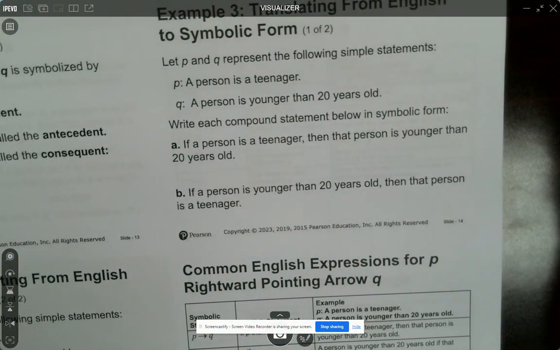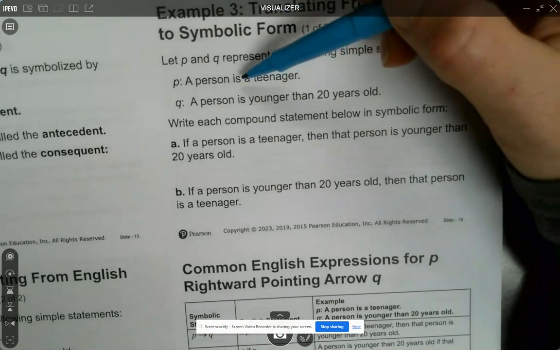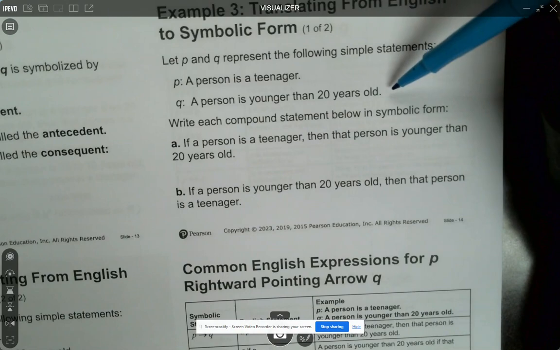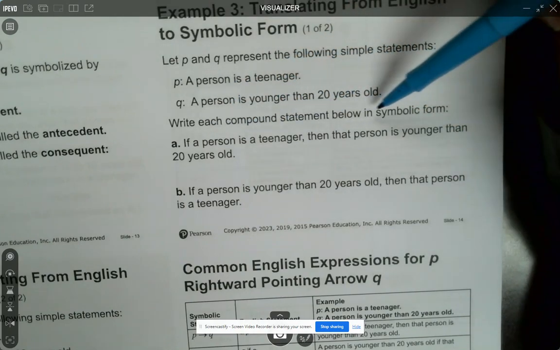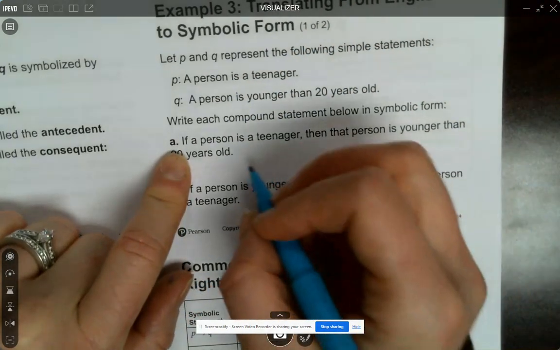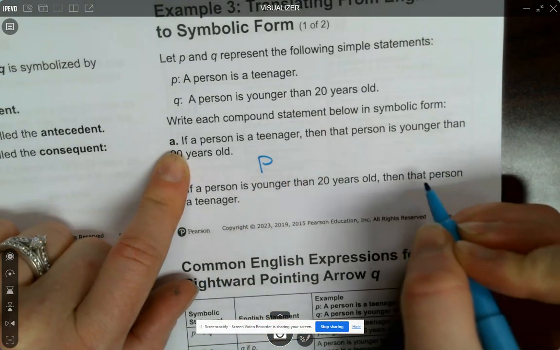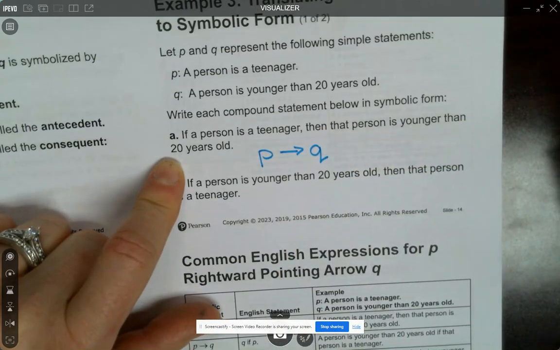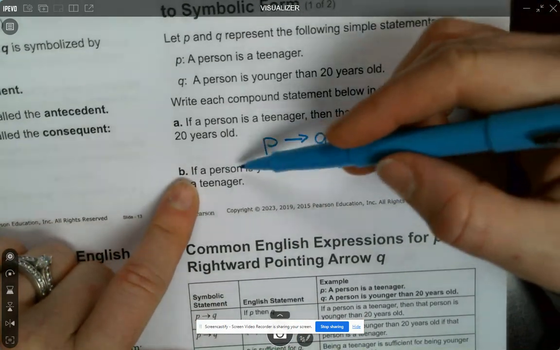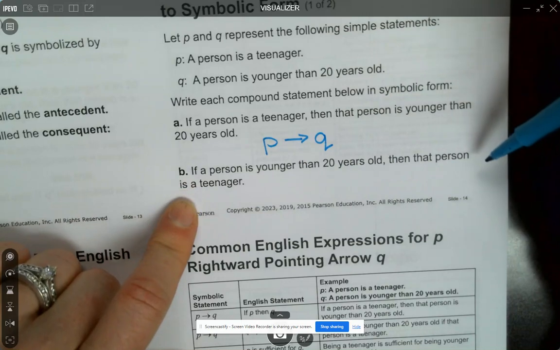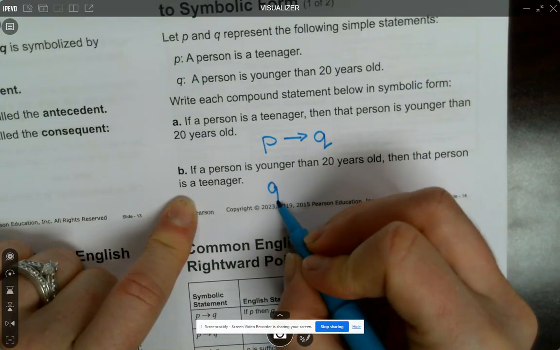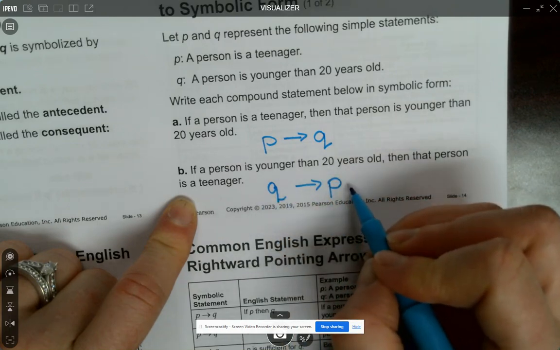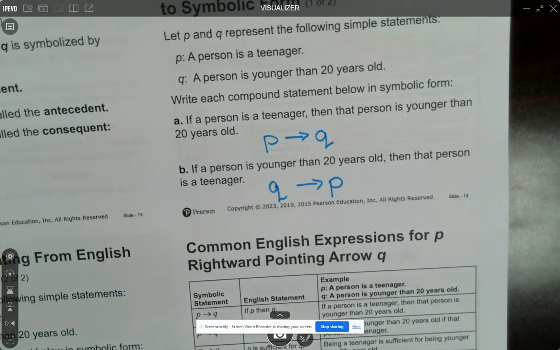Let P and Q represent the following simple statements. A person is a teenager. A person is younger than 20 years old. Write each compound statement below in symbolic form. So it says if a person is a teenager, so if P, then the person is younger than 20. If a person is younger than 20, then that person is a teenager. So it just flipped them around. Q, then P. If P, then Q. If Q, then P.